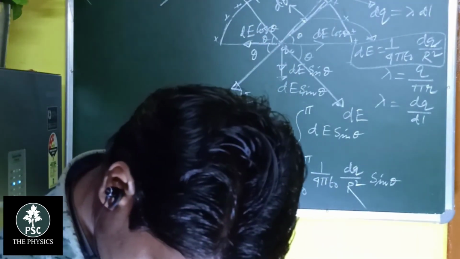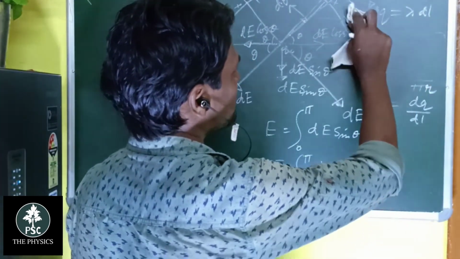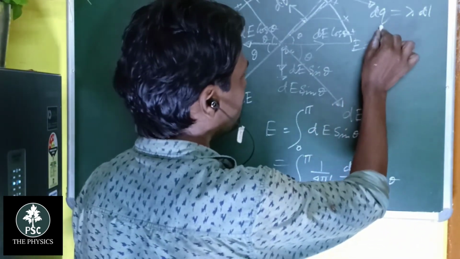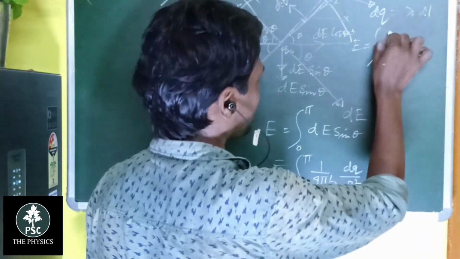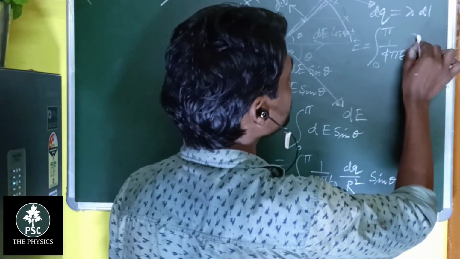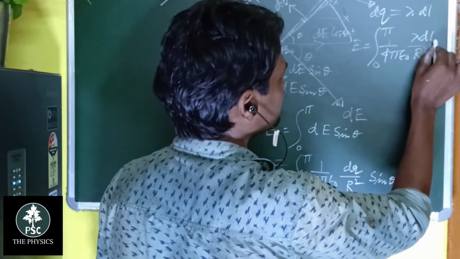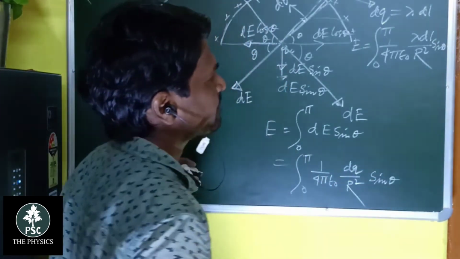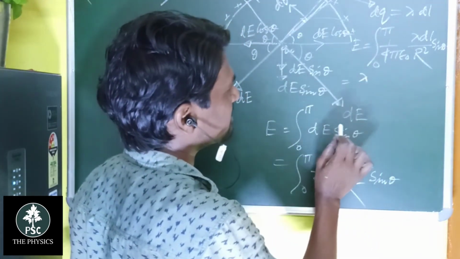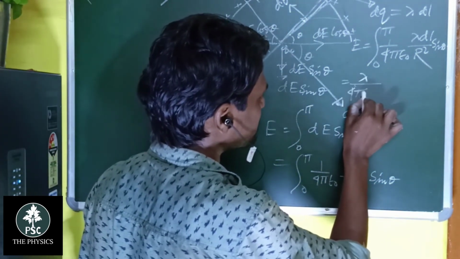So I can erase that particular portion. The electric field is equal to the integration from 0 to pi of 1 by 4 pi epsilon naught, and dq is equal to lambda dl, so lambda dl by r square, and this is sine theta. Lambda is a constant value. It is the charge density.